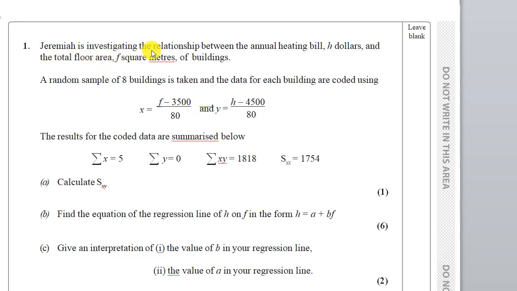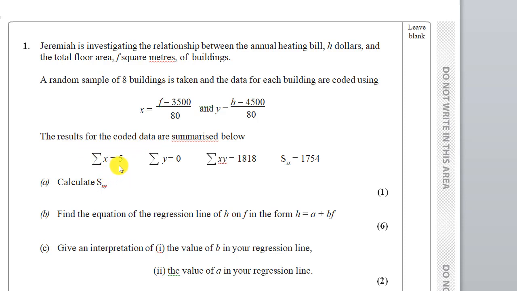Jeremiah is investigating the relationship between the annual heating bill H dollars and the total floor area F square meters of buildings. A random sample of 8 buildings is taken and the data for each building are coded using x equal to f minus 3,500 divided by 80 and y is equal to h minus 4,500 divided by 80. The results for the coded data are summarized below.